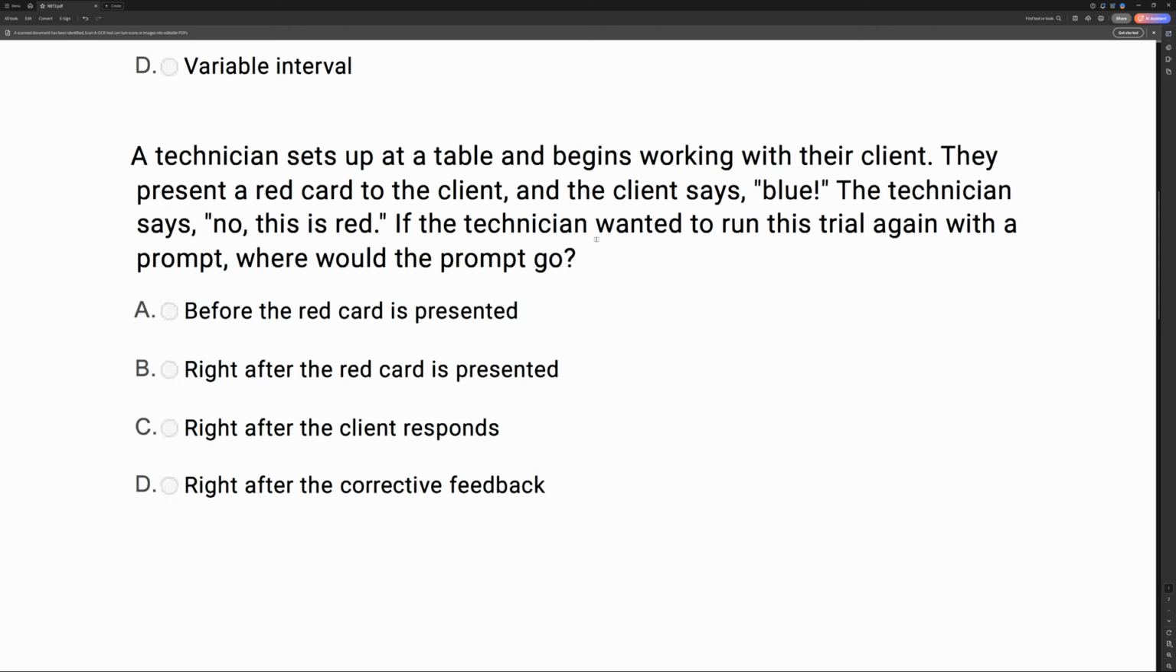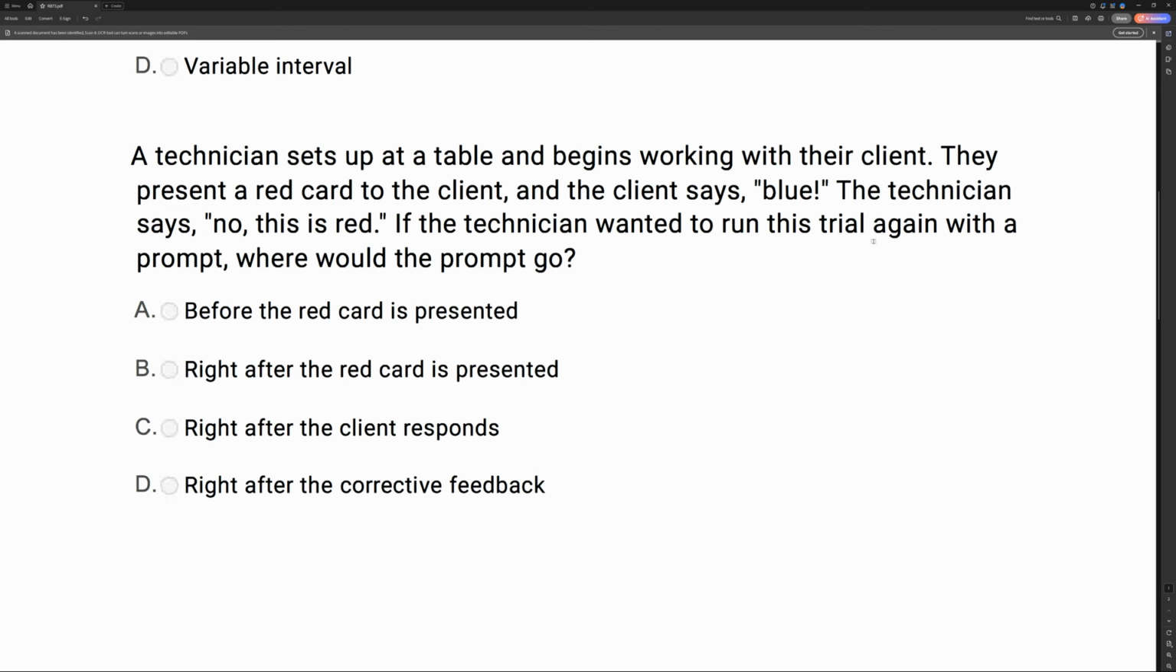Now, this might look like an interesting question because prompting seems pretty straightforward, right? But one of the biggest mistakes I see on the exam and in real life practice is the prompt being delivered at the wrong time. When you think about a prompt, think of it as a temporary discriminative stimulus, or temporary SD. The prompt is temporarily going to evoke the behavior you want to see.